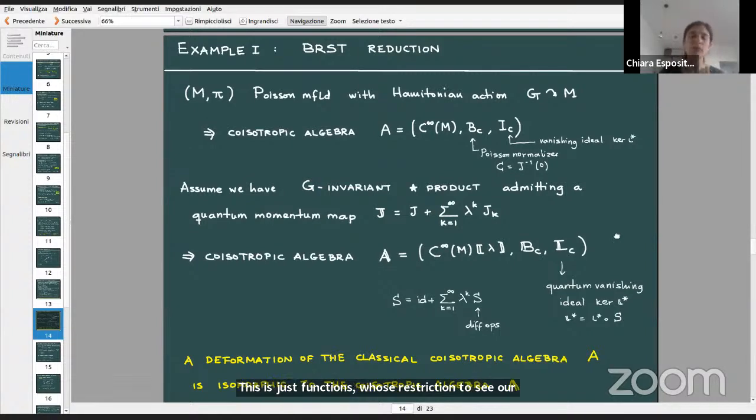So, of course, out of these ingredients, as we've seen, we can cook up a reduction: B_C modulo the ideal. In this sense, you can see that coisotropic algebras recover the quantum case. But what is more important is that the formal deformation of the classical coisotropic algebra A is actually isomorphic to this coisotropic algebra, I don't know how to call it, bold A. So it's really recovering the cases that we want to recover.